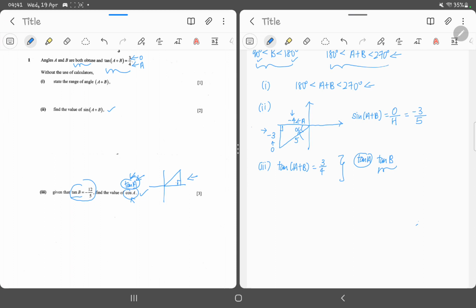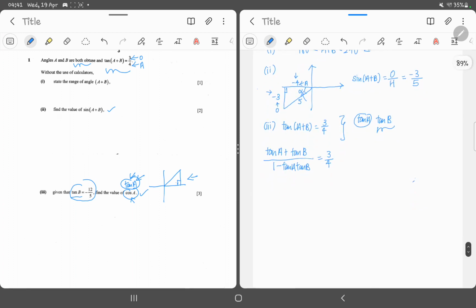So I'm going to use the addition formula, which means that tangent A plus B is equal to tangent A plus tangent B over 1 minus tangent A tangent B. So you can see that I was able to split it into tangent A and tangent B separately. Now this is equal to 3 over 4.